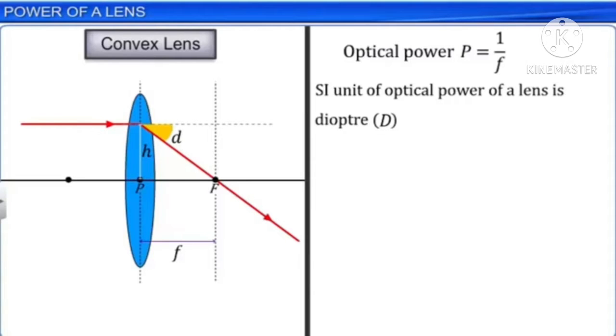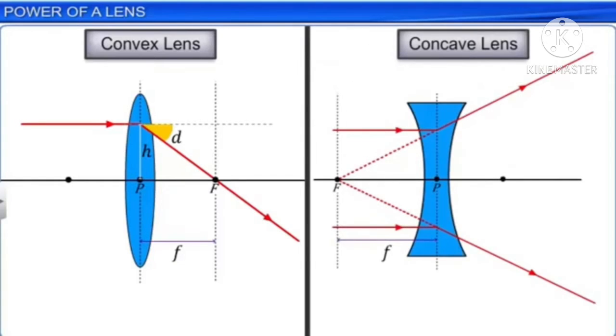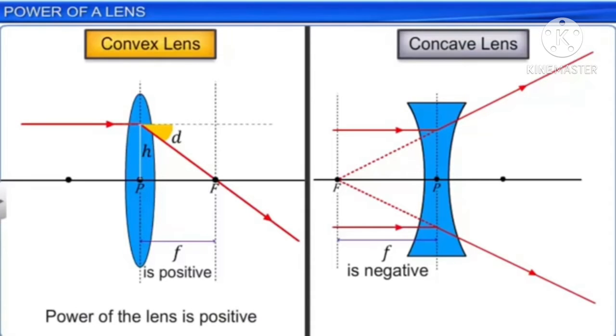As per the Cartesian sign conventions, the focal length of a convex lens is positive and that of a concave lens is negative. Hence, the power of a lens is positive for a converging lens and negative for a diverging lens. Note that the focal length, and hence the optical power, of a lens depends on the medium in which the lens is placed. For example, consider a converging lens in air with focal length equal to 20 cm, made of glass of refractive index 3 by 2.